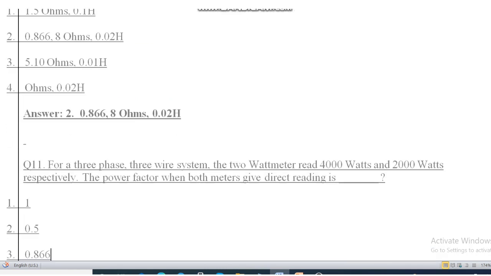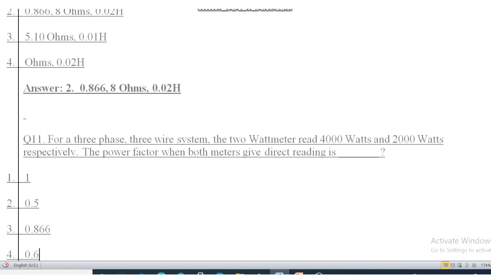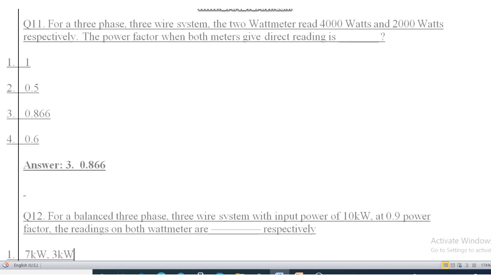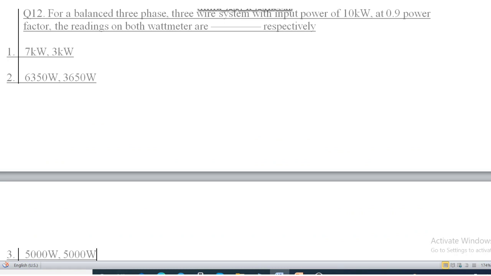Then question number 11: For a three-phase, three-wire system, the two wattmeters read 4000 watt and 2000 watt respectively. The power factor when both meters give direct reading is what? It is 0.866.